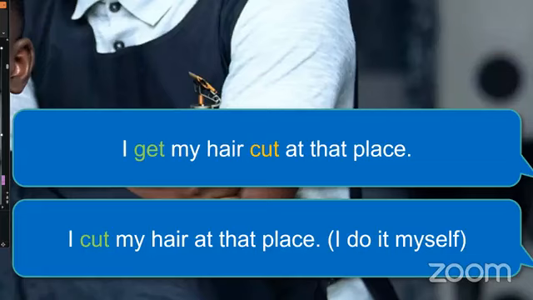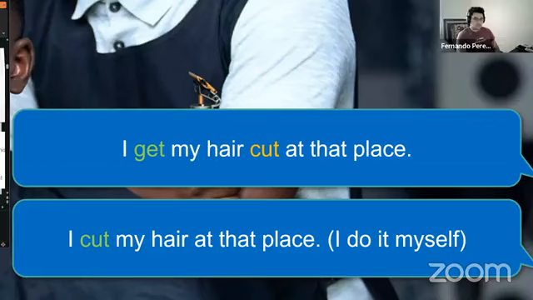In the first sentence, the meaning is that in that place, this object or this person, her hair was cut, but by someone else. Very good.